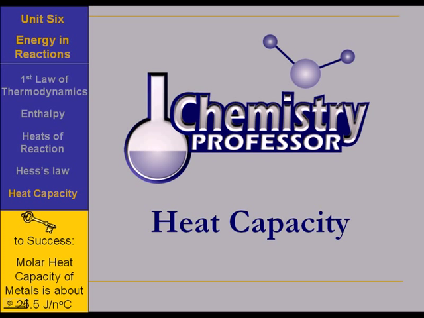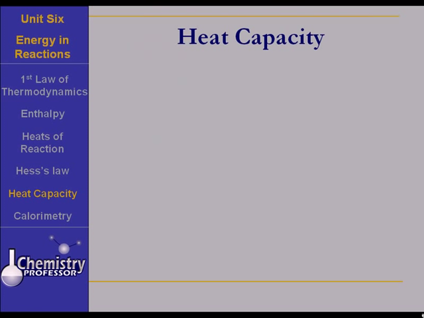Heat capacity success is remembering several definitions that we're going to talk about. But the one thing that I particularly want you to recall is that the molar heat capacity of metals, whose atomic weight is greater than 40, is about 25.5 joules per mole degree Celsius. I'm going to show you how we get there.